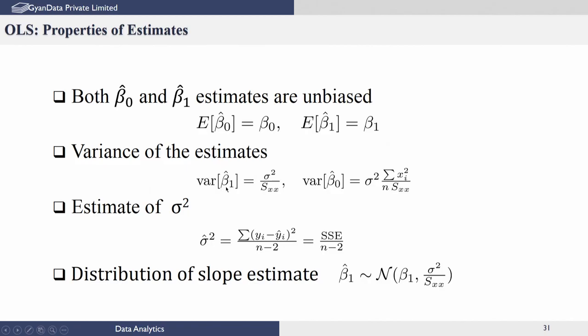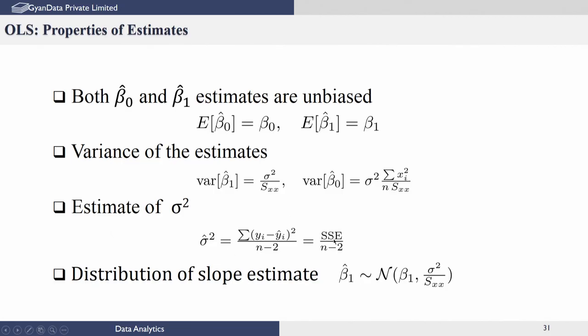as well as the second moment properties, which is the variance of beta 1 hat and the variance of beta naught hat, we can also derive the distribution of the parameters. In particular, beta 1 hat can be shown to be normally distributed. Of course, because the expected value of beta 1 hat is beta 1, it is normally distributed with beta 1, the true unknown value of beta 1, as the mean, and the variance given by sigma.